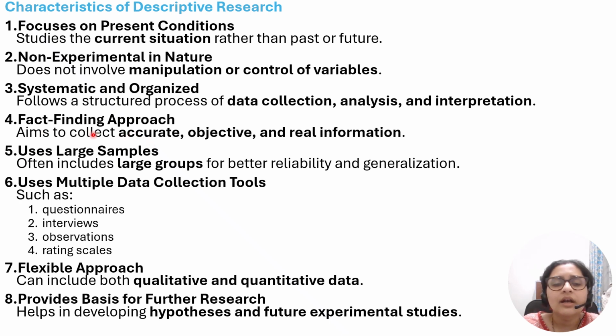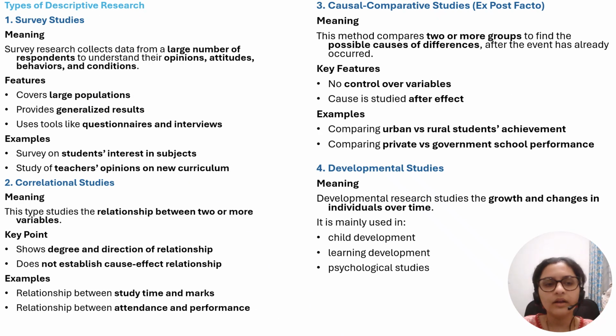It uses large sample sizes. It uses multiple data collection tools like questionnaires, interviews, observations, rating scale. And it is a flexible approach, and it provides a basis for further research. Types of descriptive research. Survey studies. Survey is a very common one. Survey research includes collection of data from a large number of respondents to understand their opinions, attitudes, behaviors, and conditions. So it covers a large population and provides generalized results.